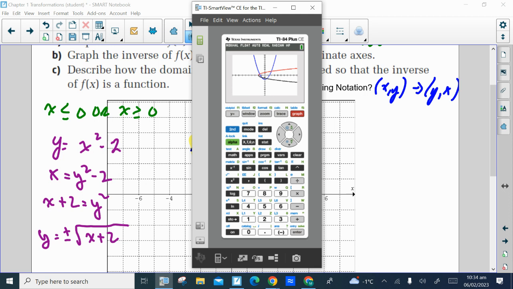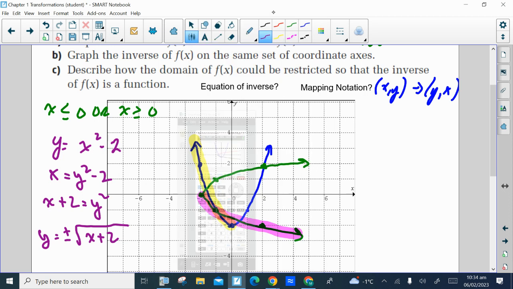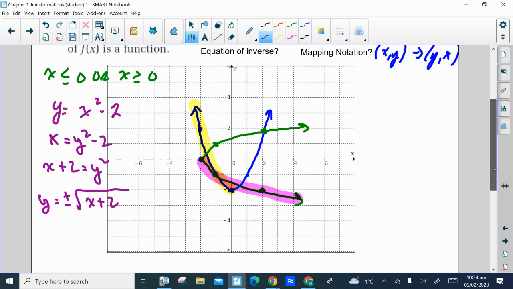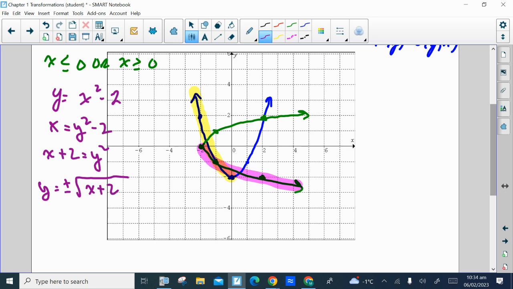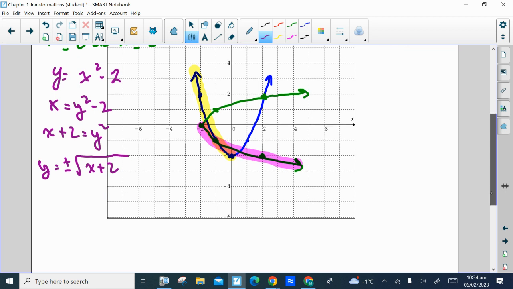So this is just verifying that you need the plus and the minus on the root of x plus 2 to get the entire equation of the inverse. But it started by switching the x and y value around. That's always your first step when you want to graph an inverse. Switch the x and y around and then solve for y.